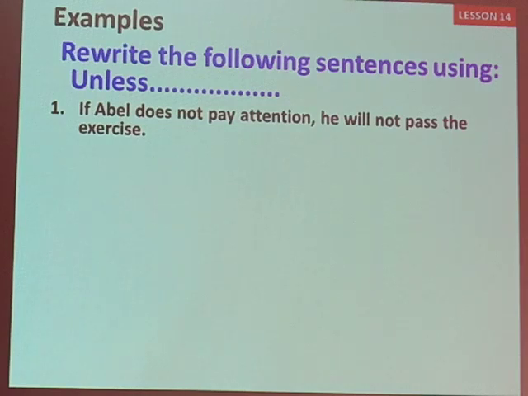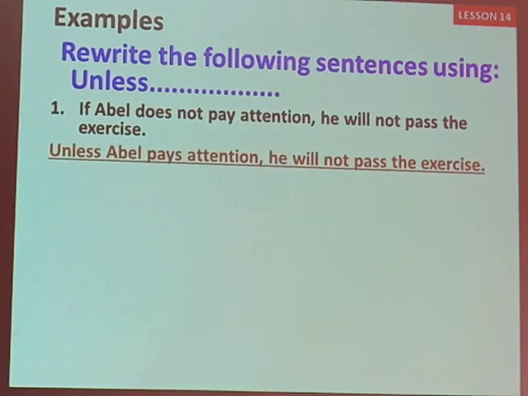Remember, you cannot say unless Adele does. That would be wrong. Does affects the verb in this case. And the verb will change to the present simple form, where we add s to it. And the answer here should not disturb you. Remember, unless is used in what you would call the if clause. This time it is the unless clause, the condition. I hope you have taken note of that. So the answer should be, unless Adele pays attention, he will not pass the exercise.